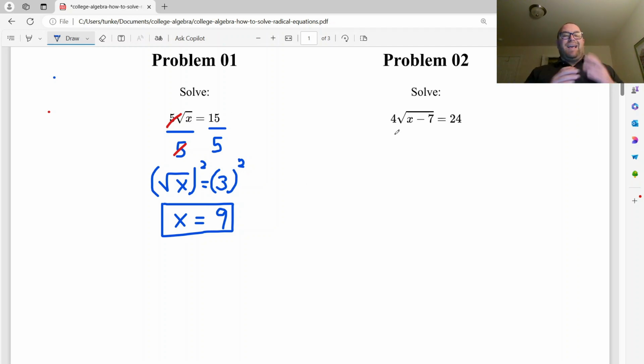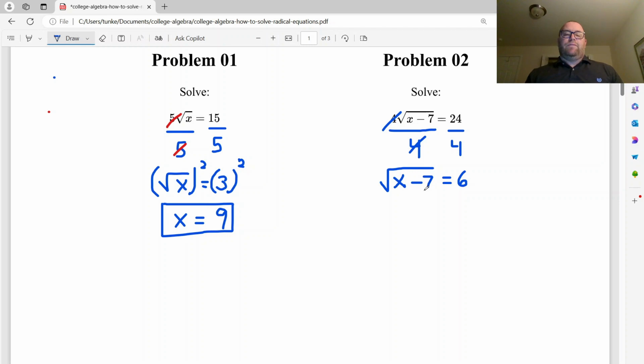Under the square root, we have x minus 7. But we still have a multiplication of 4 here, so we have to undo that. So I'm going to divide both sides by 4. Four divided by 4, those cancel out. We're left with square root of x minus 7 on this side. And 24 divided by 4 is 6.